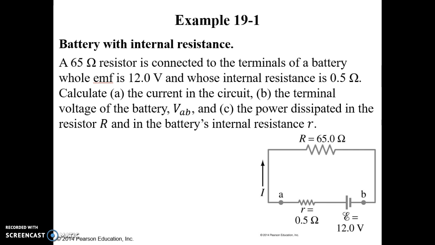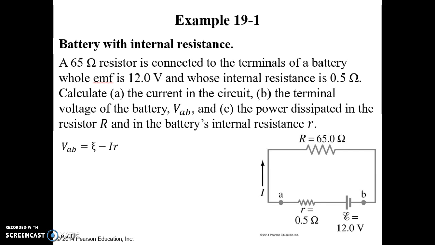Okay, we're ready for our first example. A 65 ohm resistor is connected to terminals of a battery whose EMF is 12 volts, and whose internal resistance is 0.5 ohms. We want to calculate the current in the circuit, the terminal voltage of the battery, and the power dissipated from both resistors.